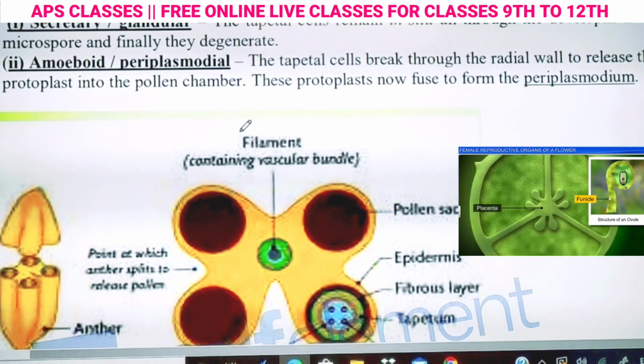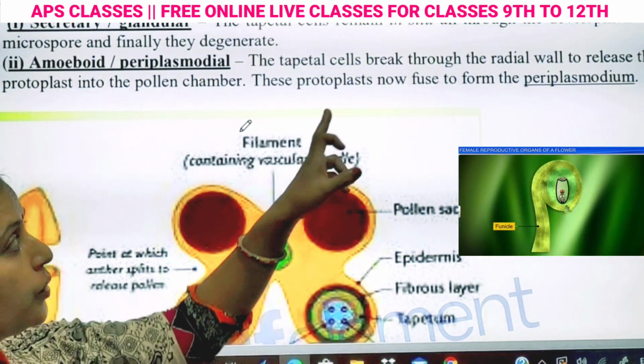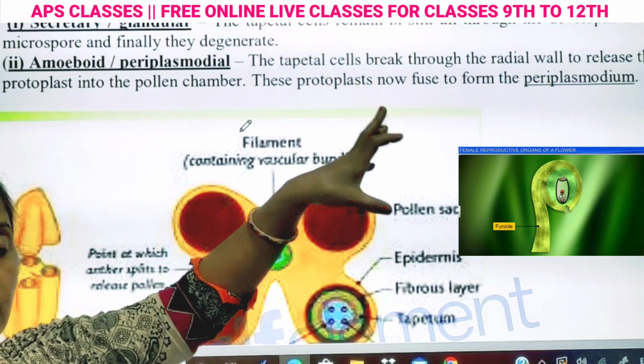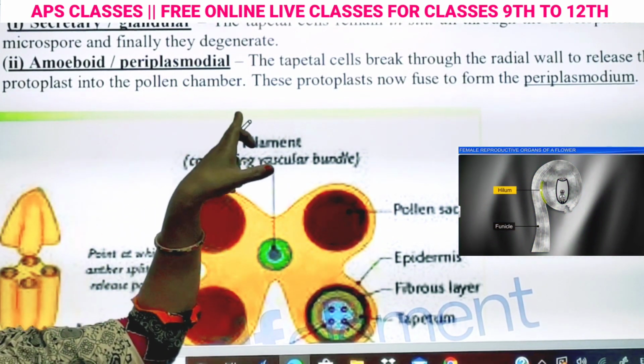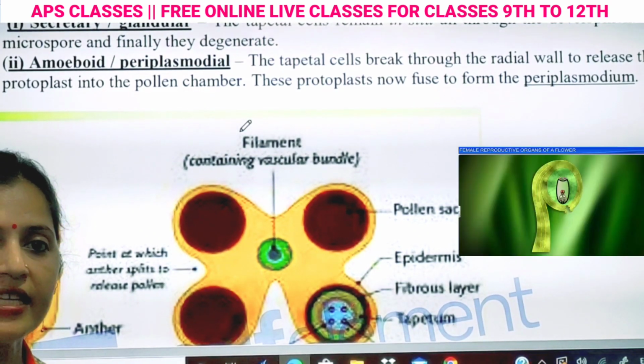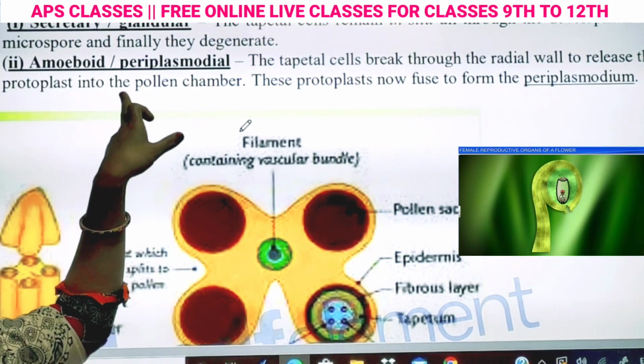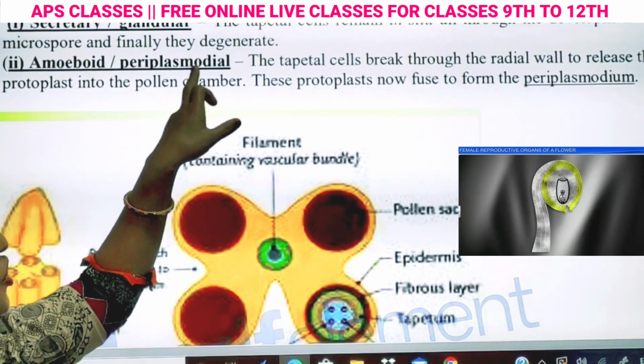इसमें भी कैपिटल सेल जो होंगे वो ब्रेक डाउन हो जाएंगे थ्रू द रेडियल वॉल, और जैसे वो ब्रेक डाउन होंगे तो वो क्या करेंगे, टू रिलीज द प्रोटोप्लास्ट इनटू द पॉलन चैम्बर. वहां से वो प्रोटोप्लास्ट को रिलीज करेंगे और प्रोटोप्लास्ट रिलीज करके वो किसमें उसको रिलीज करेंगे, पॉलन चैम्बर में.